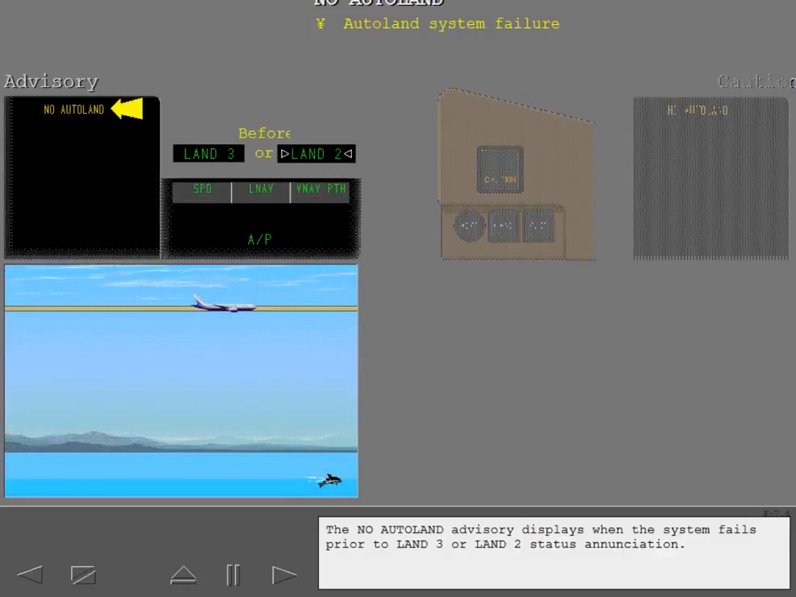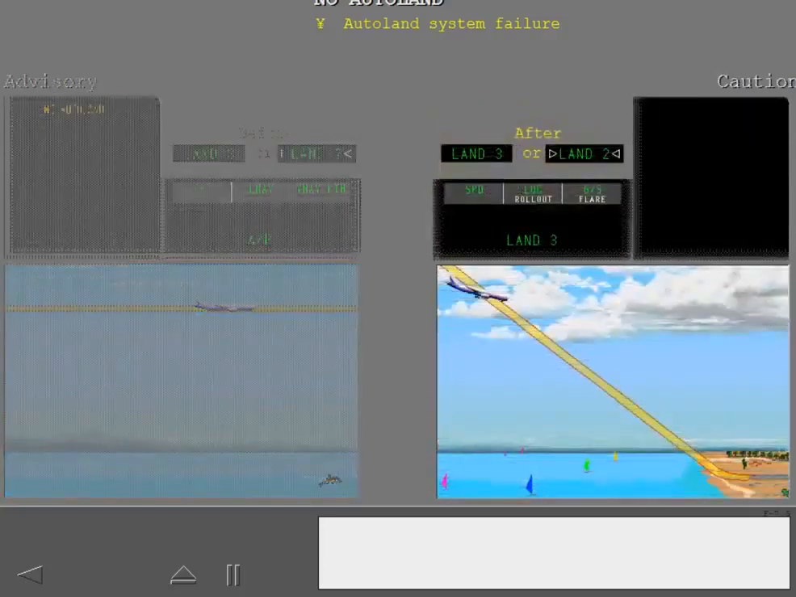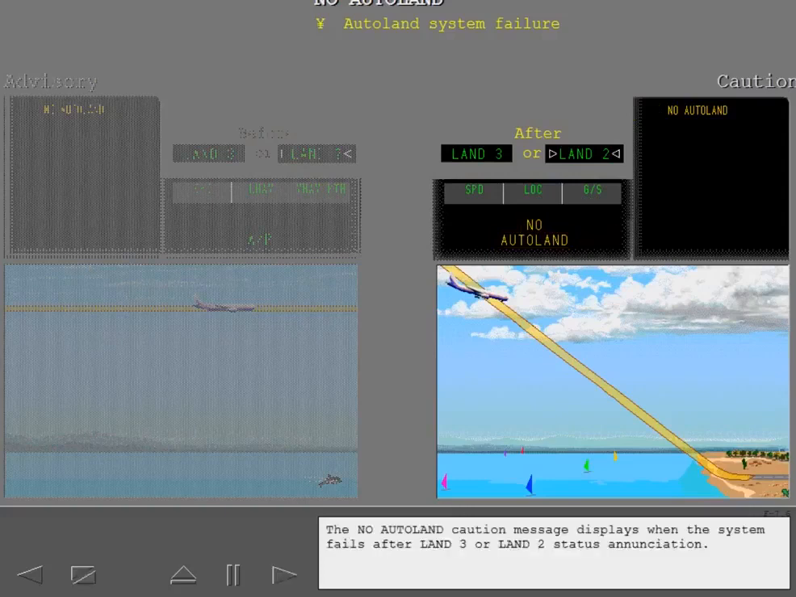The No Autoland advisory displays when the system fails prior to Land 3 or Land 2 status annunciation. The No Autoland caution message displays when the system fails after Land 3 or Land 2 status annunciation.